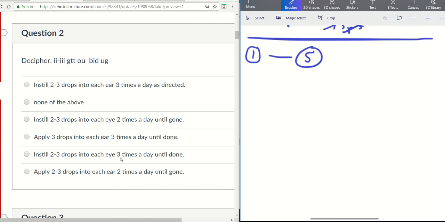2 or 3 times a day? 2 times a day until gone? So is that one right? Instill 2 to 3 drops into each eye 2 times a day. Okay, that one looks okay. Yeah, whichever one yours is. So they're jumbled up. So your answer choices.